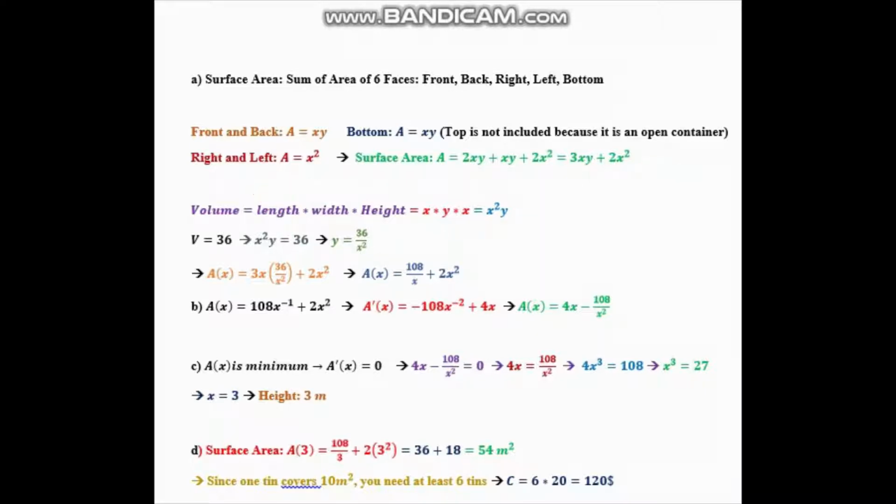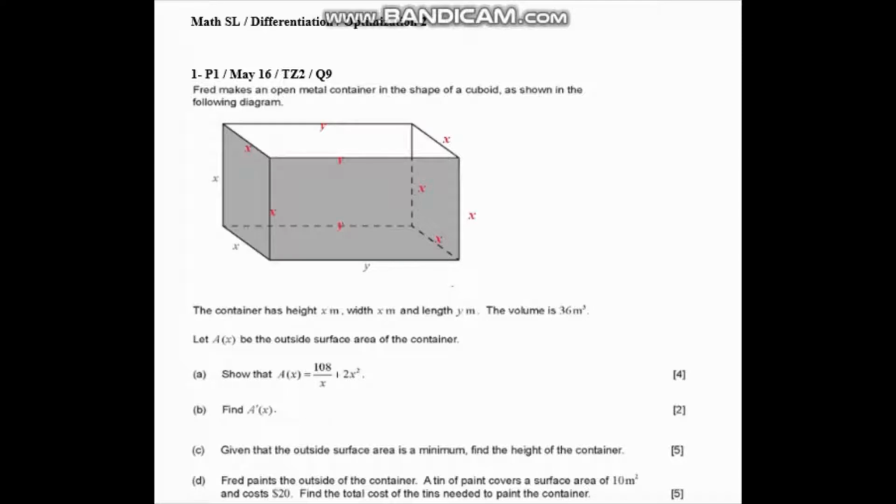Now, I'm going to take this obtained value of y and plug it into the equation for the surface area to get the expression that they want for the area. So A equals 3x times 36 over x squared plus 2x squared, which gives me 108 over x plus 2x squared. And this is the expression that they wanted us to show in the question. This matches the expression that they wanted us to derive in question A.